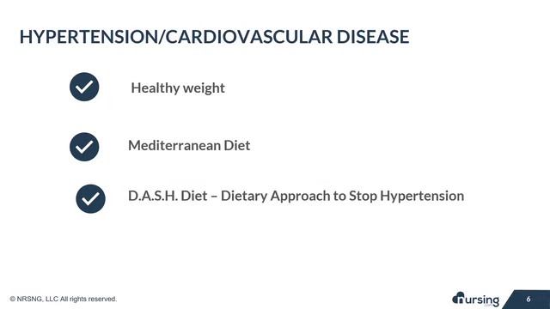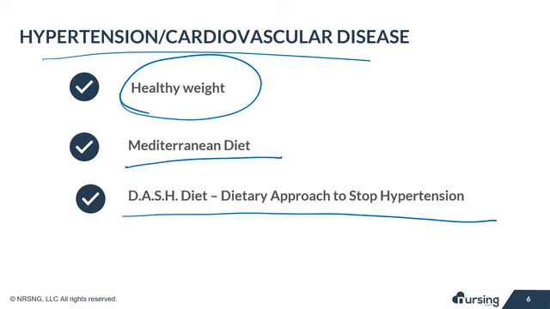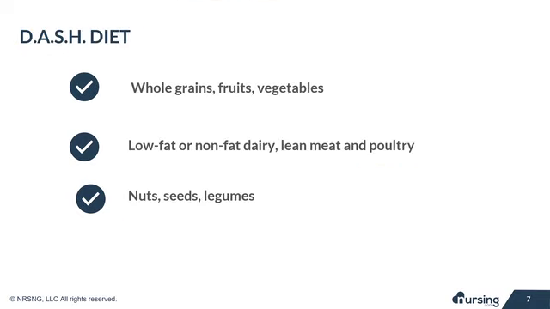Similar to other chronic diseases, obesity increases the risk of hypertension and cardiovascular disease. It can either be prevented, improved, or reduced if a healthy weight is maintained, or if overweight, even if a modest weight loss occurs. In addition to the Mediterranean diet, there's also the D.A.S.H diet, which stands for Dietary Approaches to Stop Hypertension. So the D.A.S.H diet is rich in fruits and vegetables, low-fat or non-fat dairy, and it also includes mostly whole grains, lean meats, fish and poultry, and nuts and seeds.